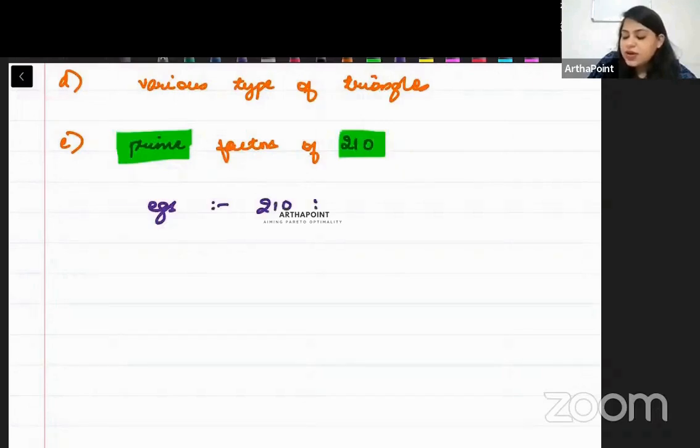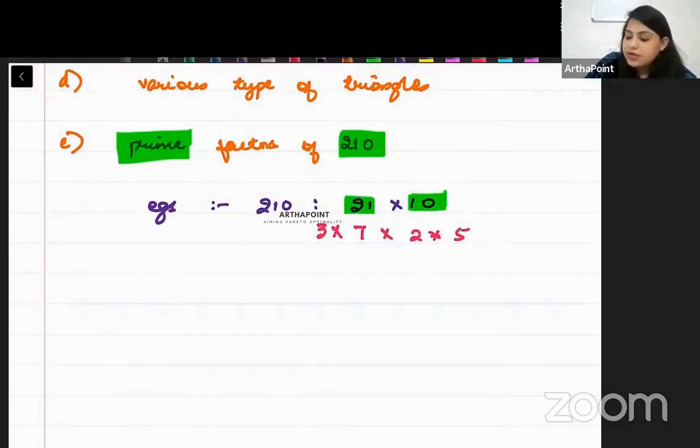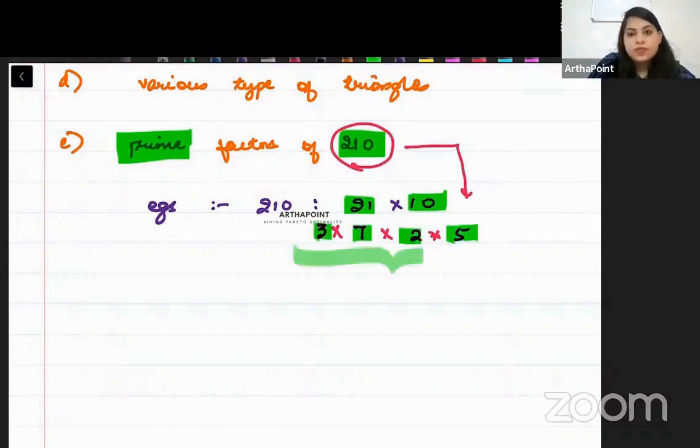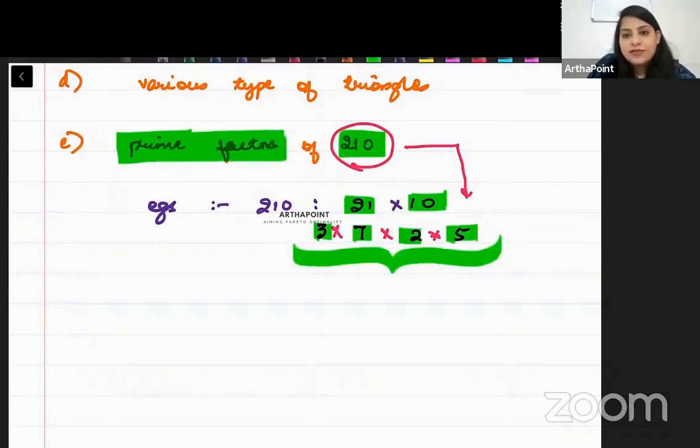210 can be written as 21 into 10. But beta, neither 21 nor 10 is a prime number, right? 21 can be written as 3 into 7. 10 can be written as 2 into 5. So 210 can be written as 3 into 7 into 2 into 5. Beta, all four of these are prime numbers. So the prime factors of 210 are 2, 7, 3 and 5. Is this clear? So a collection of prime factors of a number is also a set.